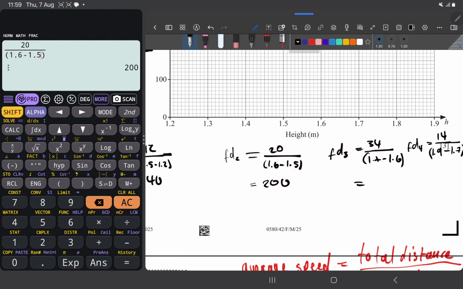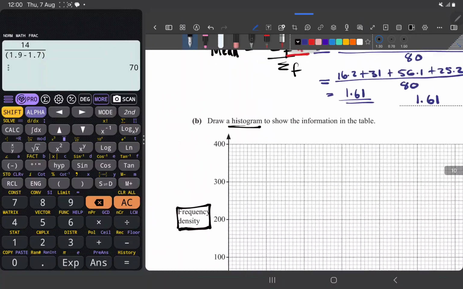Really? Yes. Then here you're going to say 34 over 1.7 minus 1.6. I want you to just punch it in. I don't want you to be reasoning out the answer. Just use it. It's 340. Then the last one is 14 all over 1.9 minus 1.7, and you get 70. Really? Yes.